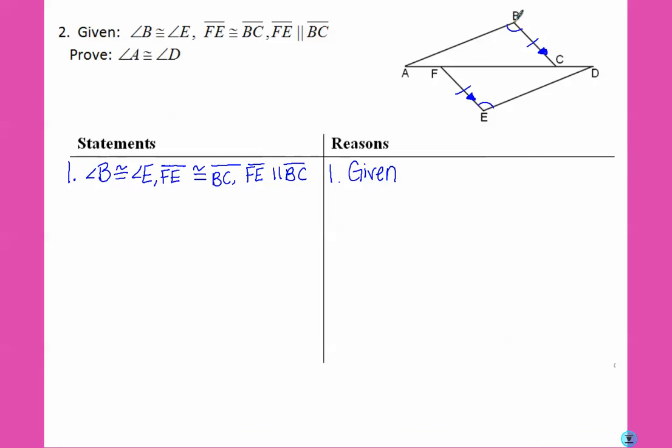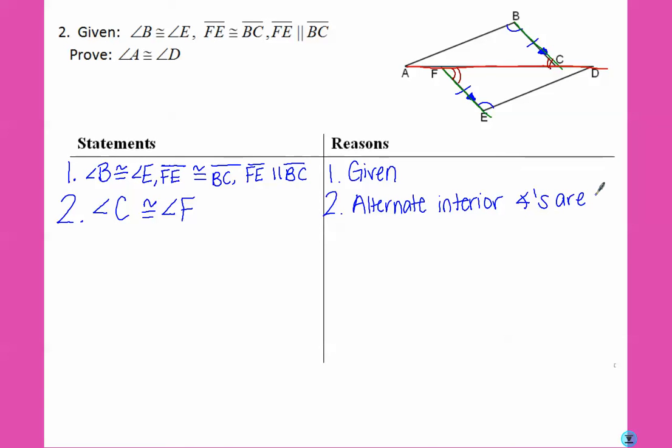Since AC is parallel to FE and they are cut by the transversal here, we know that C has to be congruent to F because they are alternate interior angles. So angle C is congruent to angle F because alternate interior angles are congruent.